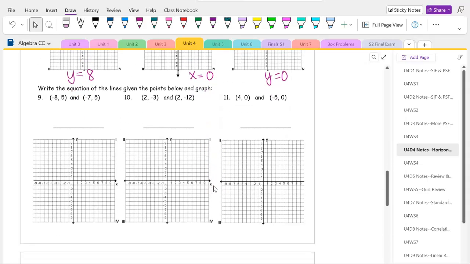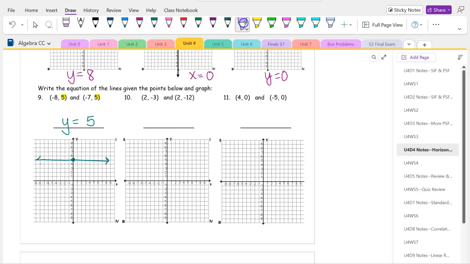Now, in the past, when we've been given 2 points, we've always found the slope in order to write the equation. But that's actually not something that we have to do when we have vertical and horizontal lines. So what I want you to notice in number 9 is that you have 2 y coordinates that are both 5. That means this is the line y equals 5. And now you can go ahead and graph that just as a review from our last unit. Come up to 5 and draw your horizontal line.